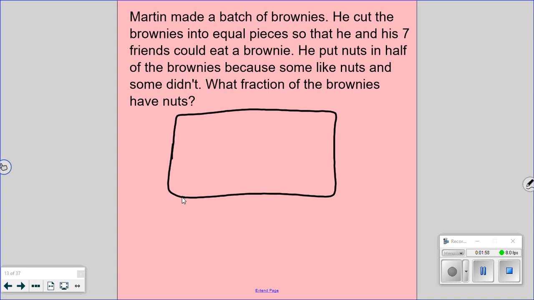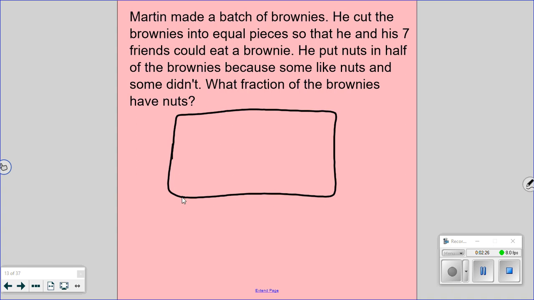So here's my pan of brownies. I have to partition, that means split up that pan of brownies, because right now I just got 1 gigantic brownie. And I need to make it so that I have enough brownies so that Martin and his friends each get 1. How am I going to do that? So how many friends does he have?